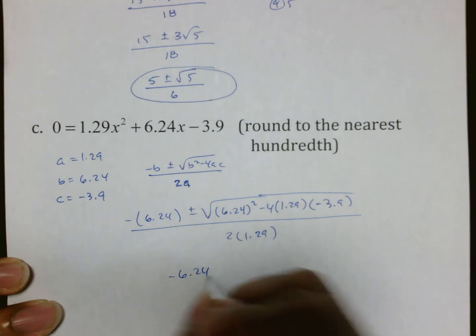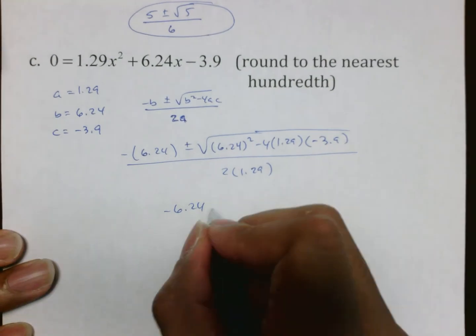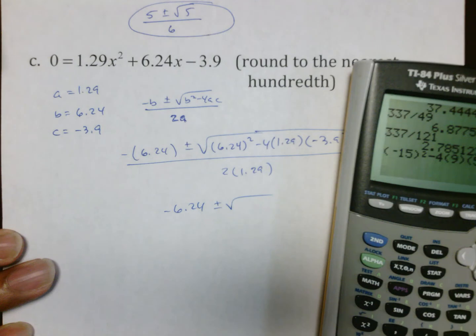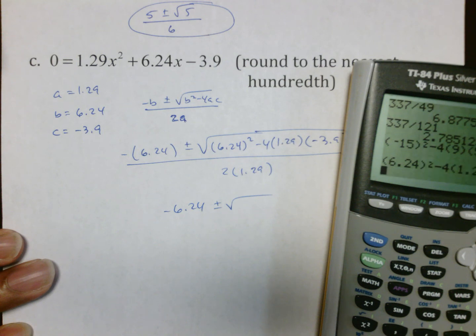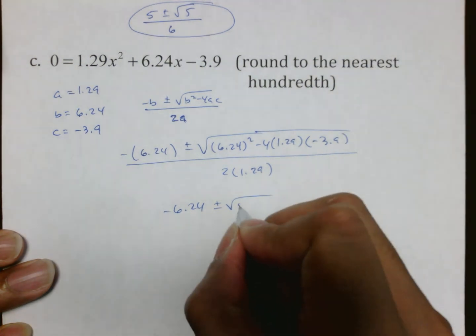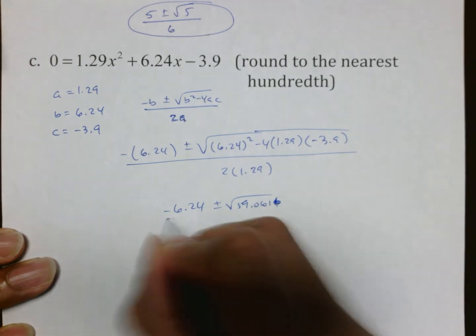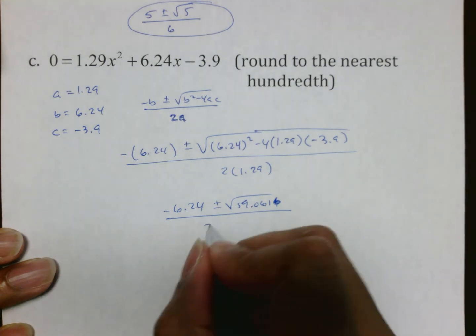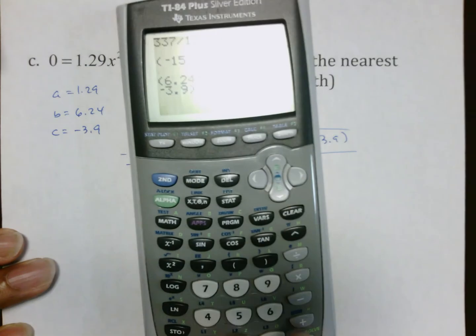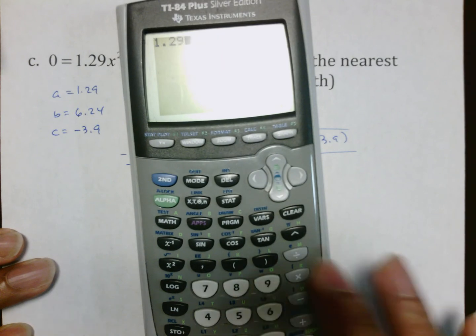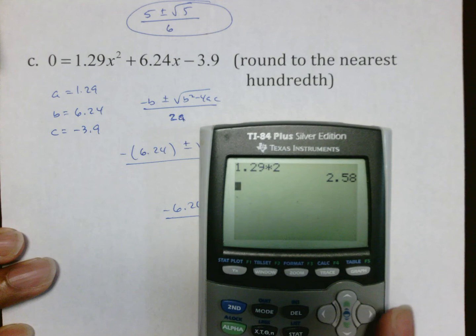Simplifying the first gives me a -6.24. Again, let's see what's on the inside of this thing. 6.24 squared minus 4 times 1.29 times -3.9 equals, and I would put that whole number in there, 59.0616 for the sake of accuracy, all over, I think that's 2.58. That's what happens when you mess up, lose your confidence.